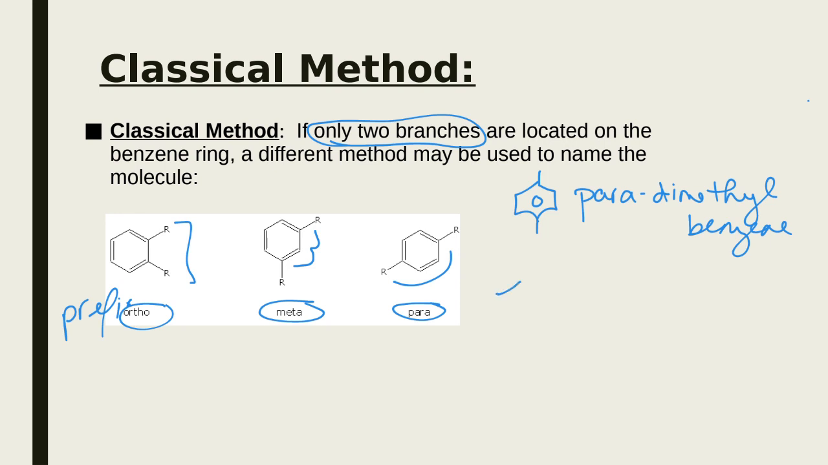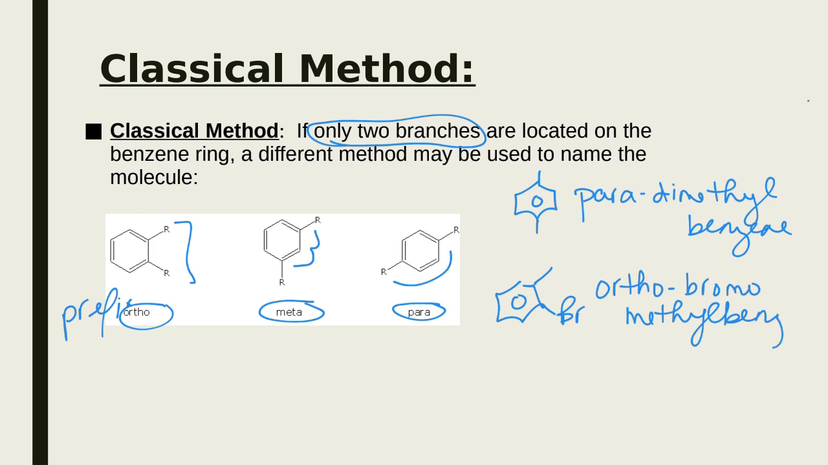If I saw something like this, so there's my benzene ring, and I saw a methyl there and a bromine here, and they are side by side, then I would use the prefix ortho. And then I would list my branches in alphabetical order. So I'm going to say bromo, methyl, running out of room, so we'll put it down here, benzene. And then that prefix of ortho tells us that the bromo and the methyl are side by side.